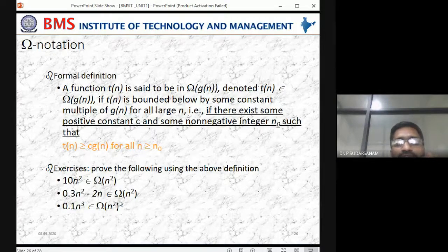Prove the following using the above definitions. 10 of n square belongs to omega of n square. This we will discuss. Also, 3 of n square minus 2 of n belongs to the order of n square.